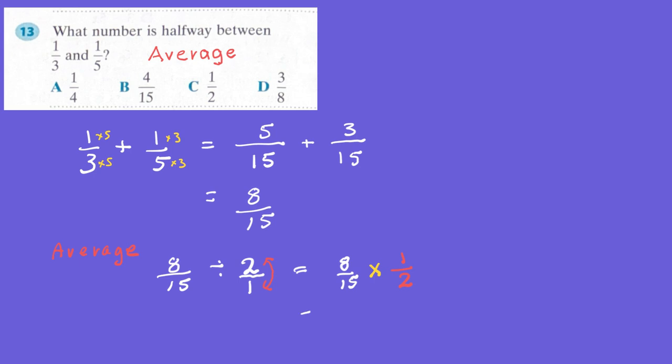So now 8 times 1 is 8, and 15 times 2 is 30. We can now simplify that down by dividing the top by 2 and dividing the bottom by 2, and we have 4/15, and that looks good because that answer is up there in B.